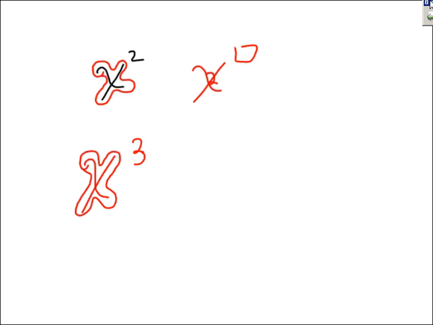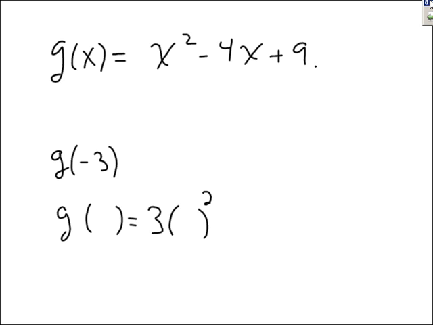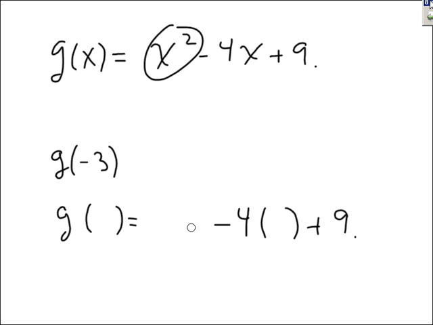Okay, so why on earth am I saying this? Well, let's see. If you have that g of x is x squared minus 4x plus 9, and you're asked to find g of negative 3. Well, first you should say g of x is equal to 3x squared minus 4x plus 9. And I don't know why I said 3x squared, excuse me. It just says x squared, so I shouldn't write 3x squared. Sorry about that. x squared.